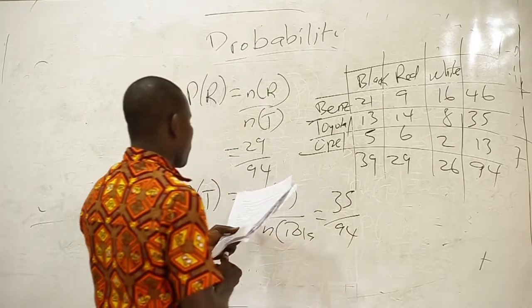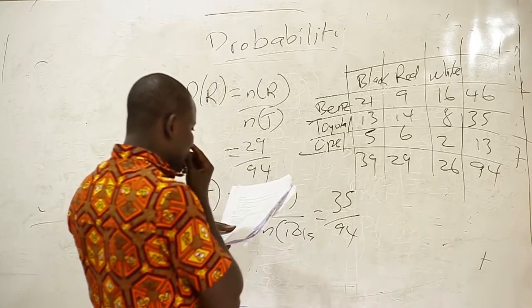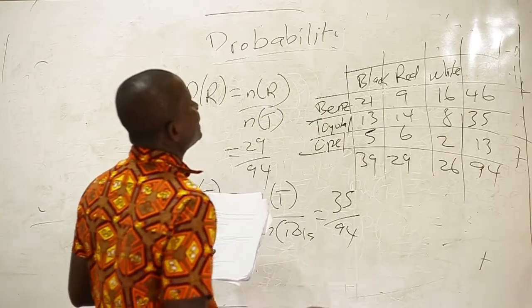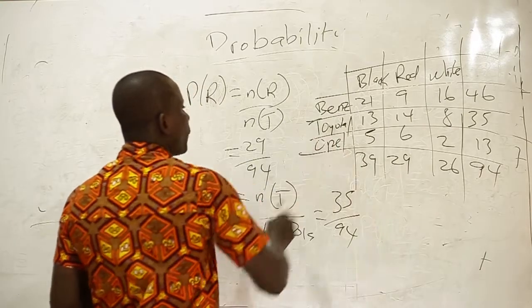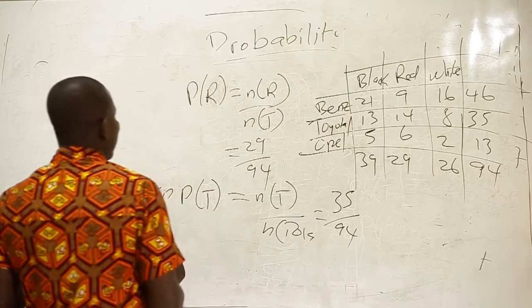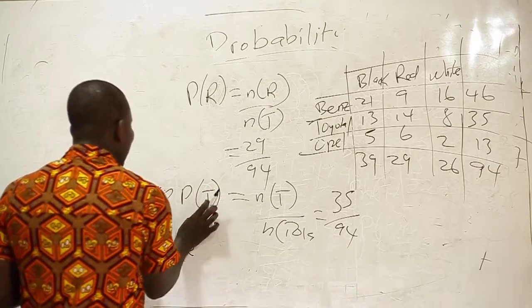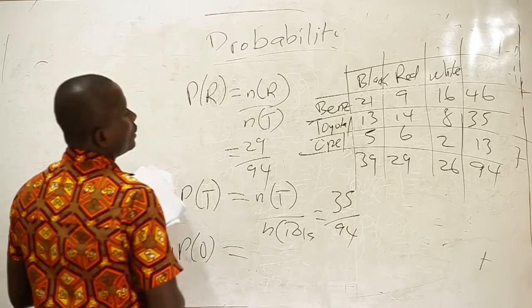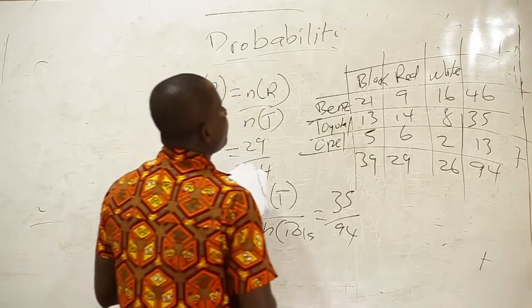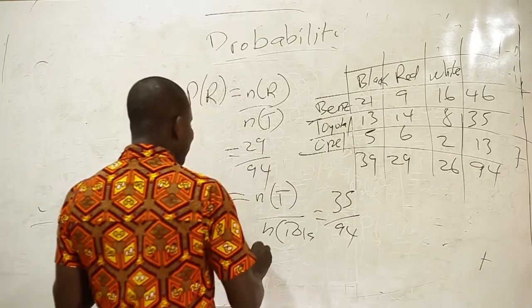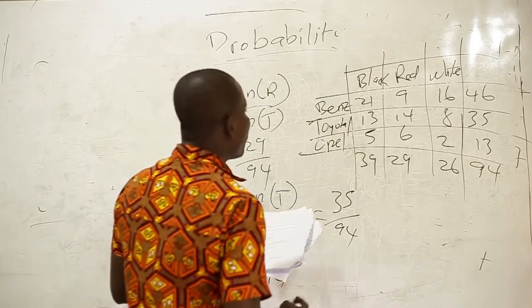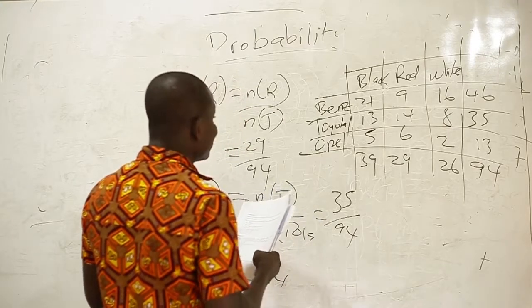Is that okay? Then it says neither Toyota nor Benz. If it is neither Toyota nor Benz, then it is what? It is Opel. I'm repeating. Neither Toyota nor Benz, then it means it's going to be P Opel. There are 3. So if it is not Toyota, then it is Opel. So that will be 13 over 94. Is that okay? Then Opel. It says Opel once again. Then Opel is the same thing.